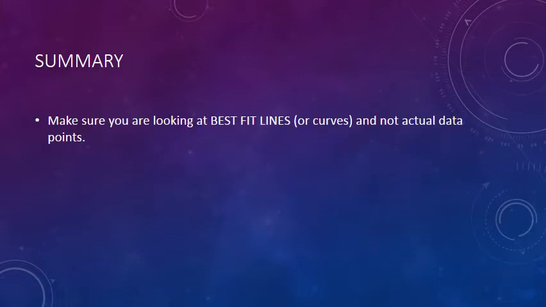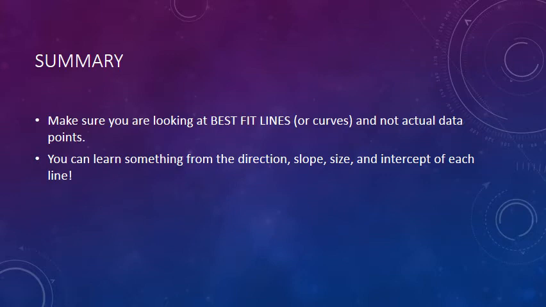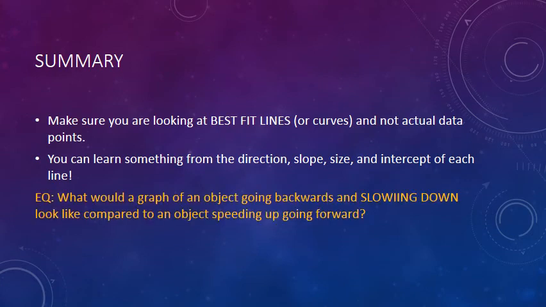In summary, make sure you're looking at best fit lines, or the curves, and not the actual data points when you're trying to build your equations to explain your data. You can also learn something from the direction, size, and slope of the intercept for each line, and that will tell you something about the motion of the object. So with that in mind, let's try our essential question out. What would a graph of an object going backwards and slowing down look like compared to an object speeding up and going forward?